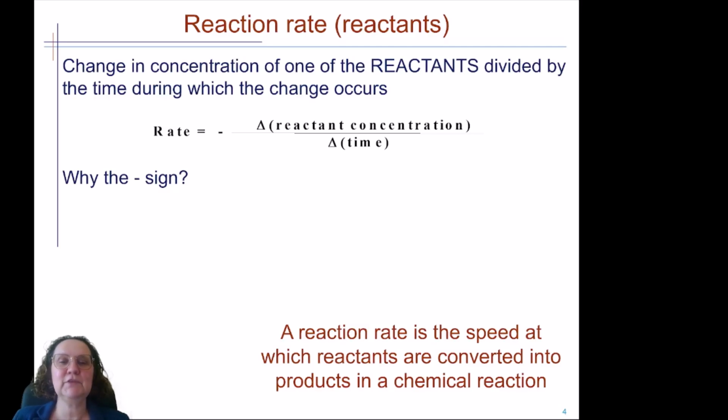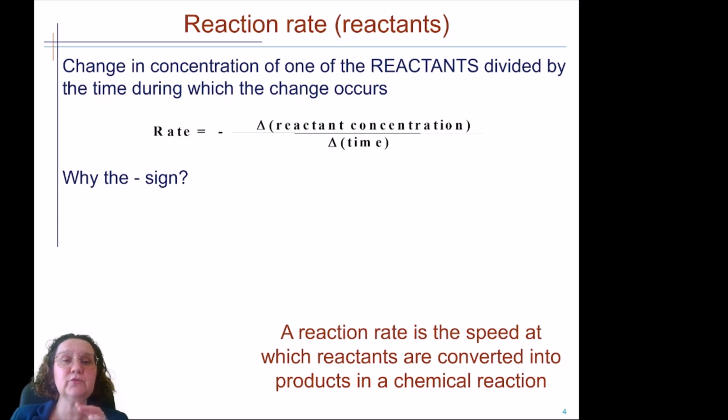Let's look at some key concepts first. Let's define what reaction rate is. Reaction rate is the speed at which the reagents are converted into products in a chemical reaction. And you can define two types of reaction rates: with respect to the reagents, the reactants, and with respect to the products. So how fast a reactant is reacting or how fast a product is forming.